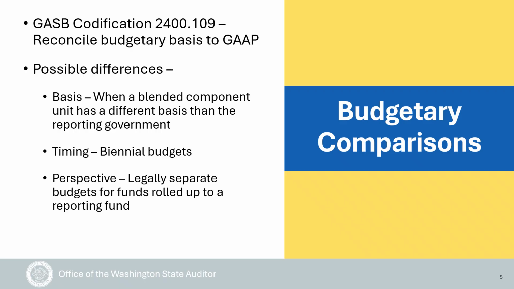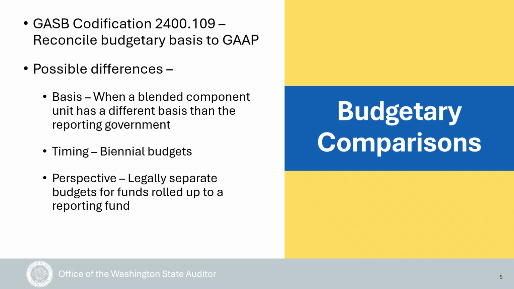For timing, we normally see this item with our governments that use biennial budgets. In this case, during the second year, your actuals would not tie to the financial statements, and there would need to be a reconciliation of the actuals to the financial statements. If you are a government that budgets on a biennial basis, but produce a budget for each year, then you can provide the appropriate budget for the year, which would remove the need to reconcile.